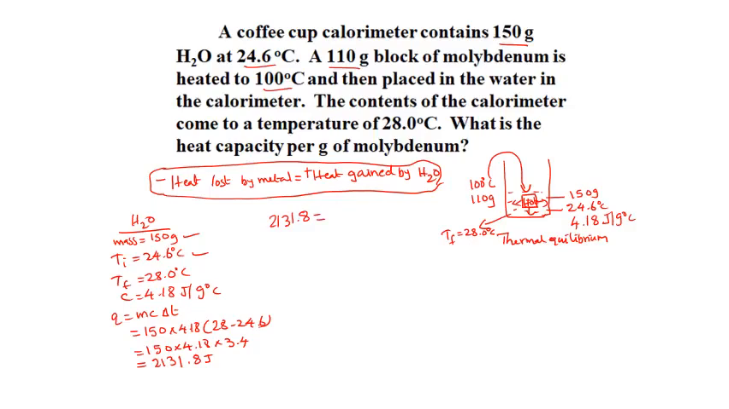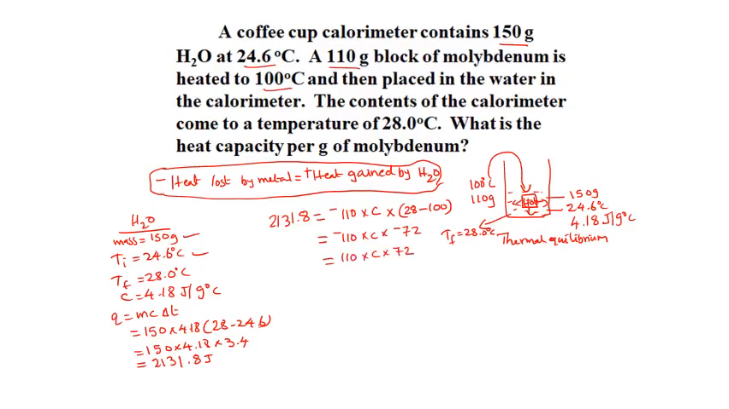Okay, so that's the heat gained by water, which is equal and opposite of heat lost by molybdenum. So that means for molybdenum, it should be equal and opposite. So that equals negative of, what is the mass of molybdenum? 110. What is the specific heat? That's what we are supposed to calculate. And what is the temperature change? Final temperature is 28 and initial temperature is 100. So that is negative 110 times C times negative 72. So negative and negative will become positive. So 110 times C times 72.